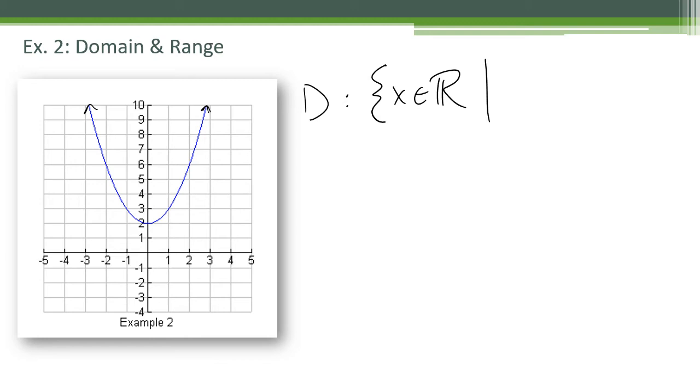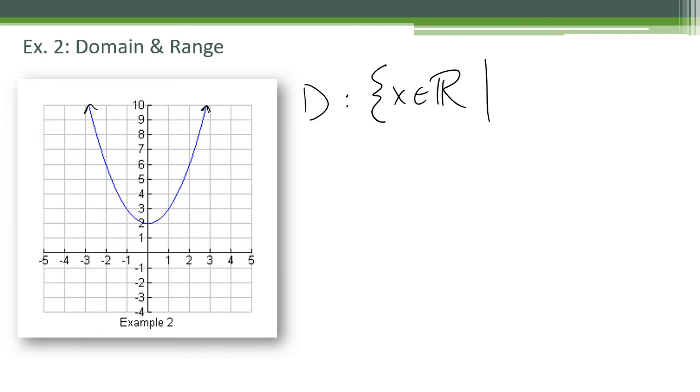As it moves out to the left, it's going to keep getting wider. It'll hit -4, it'll hit -5, it'll hit -7. So x is going to keep getting wider and wider. There, in fact, is no limit. There is no boundary. There is no restriction on what x can be. It's going to keep growing forever. That means x can be anything.